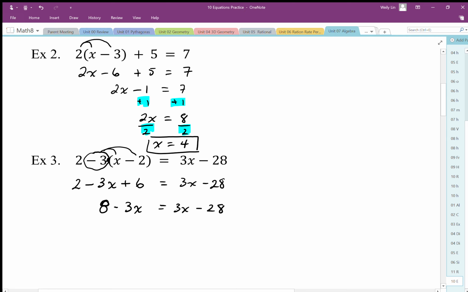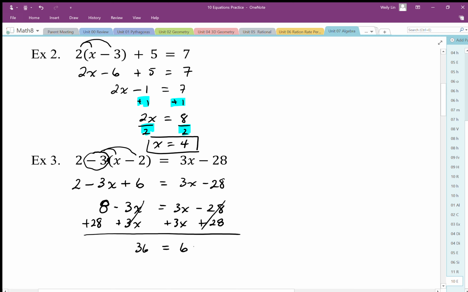I'm going to get rid of this minus 28 with a plus 28. I have to make sure I balance on both sides. I'm going to get rid of the minus 3x with a plus 3x. Okay, at this point I don't want to do too many steps at once because I'll need to make sure I'm keeping track of everything. 8 plus 28 is 36. Make sure you keep the equals. There should be an equals for every equality.